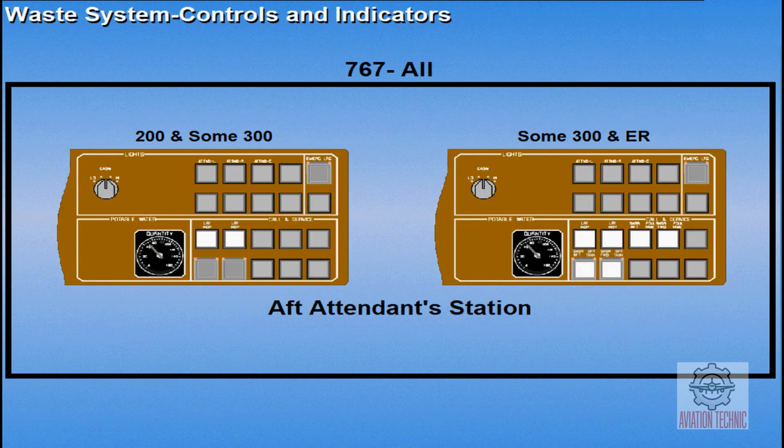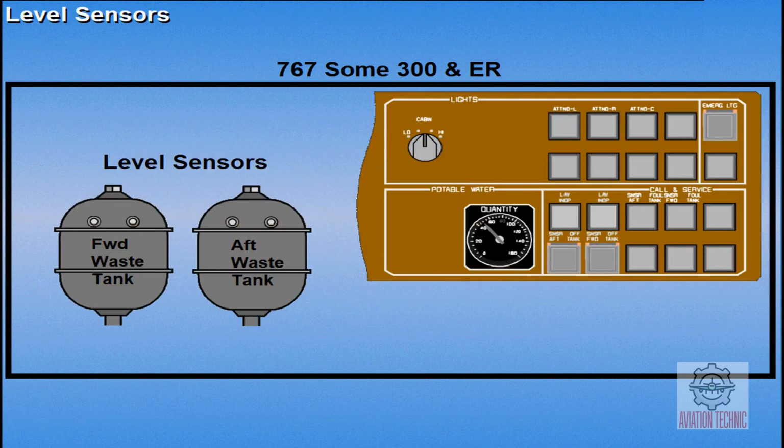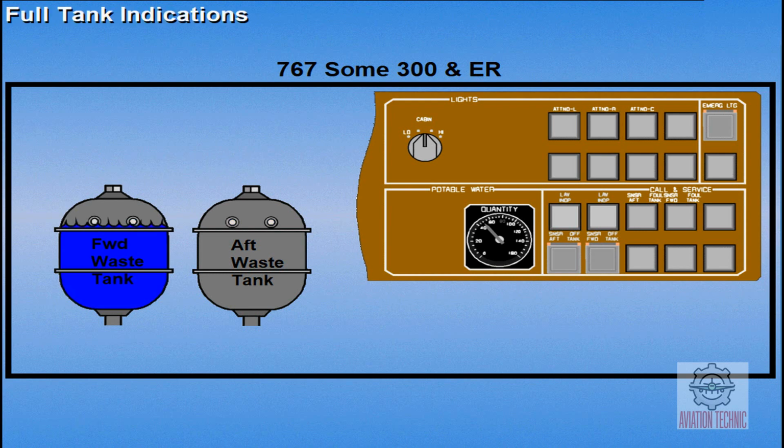The controls and indicators for the 767 waste system are located on the aft flight attendant panel. All ER and some of the -300 aircraft are equipped with 2-level sensors. Should one of these sensors detect a full tank, a lav inop light will illuminate, and the respective toilet is automatically shut down.